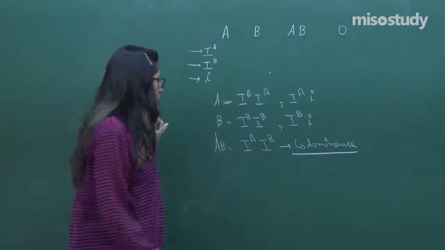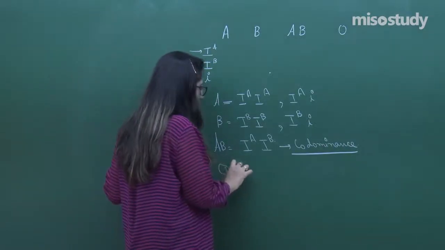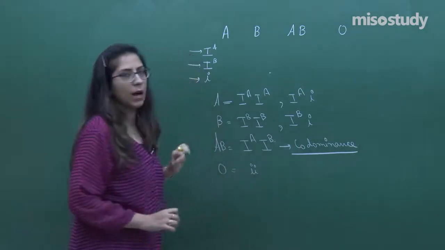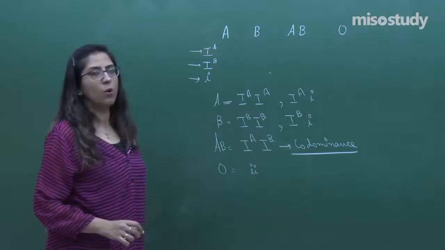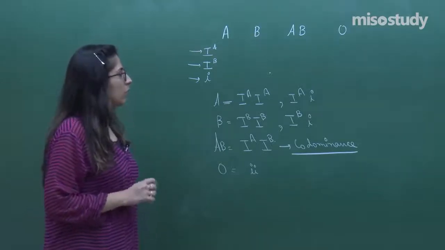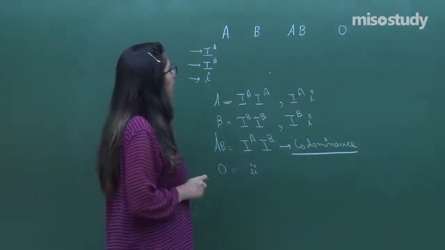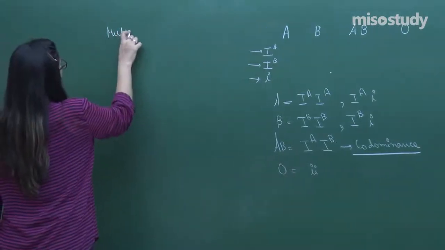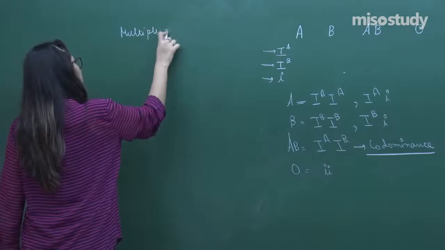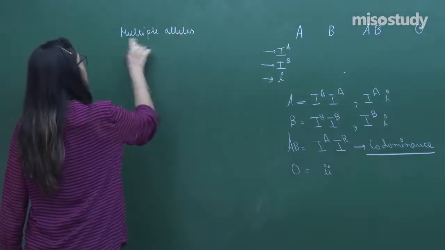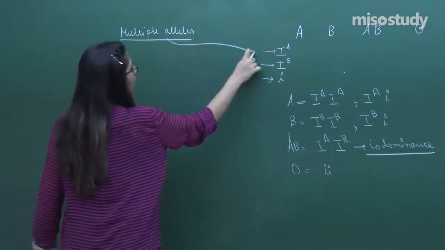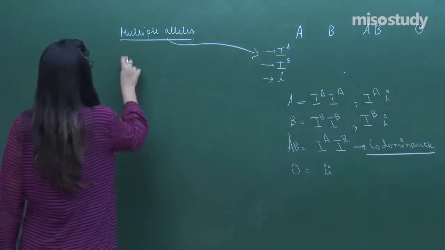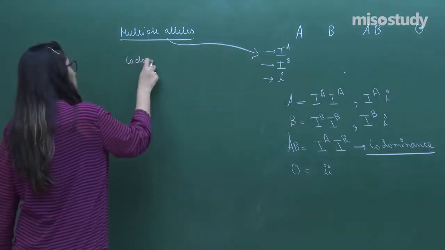To talk about the O blood group, O blood group individuals always have small i, small i. That's why they give rise to O blood group. So, if a question comes regarding multiple alleles, you have to explain about these different blood groups, and second, we have to explain regarding codominance.